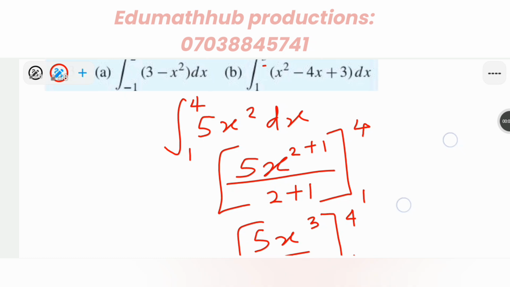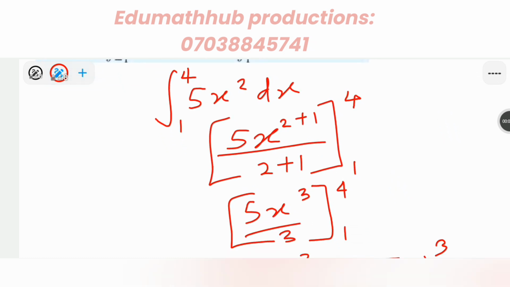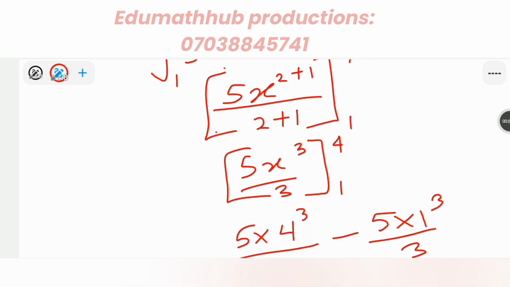Okay, then from here, what you're going to do next is you include the limits. Put your square brackets and put your limits there. So 2 plus 1 is 3, 2 plus 1 is 3. So you're going to have this next value here.